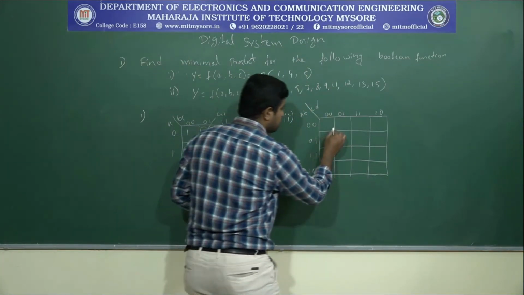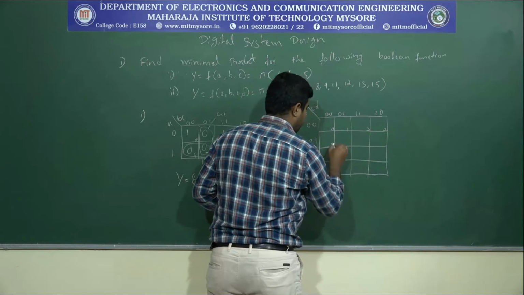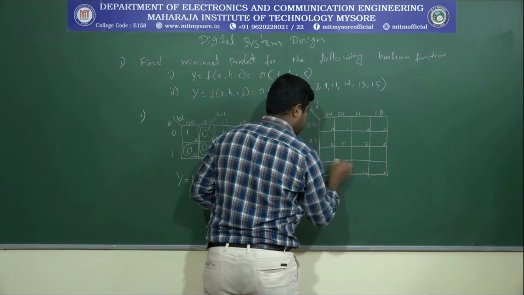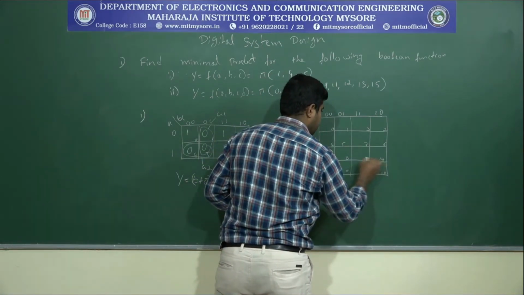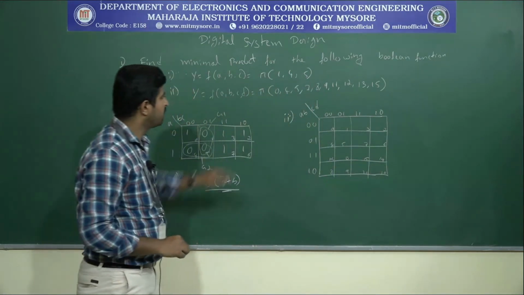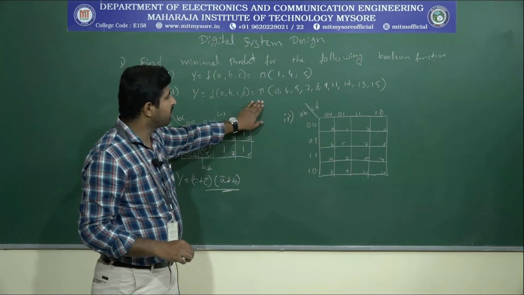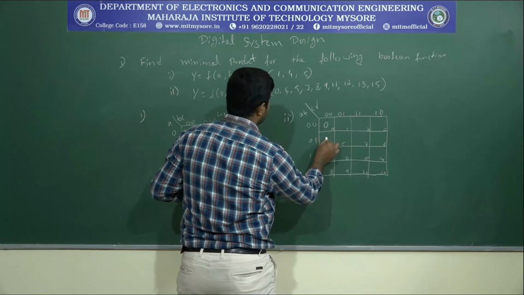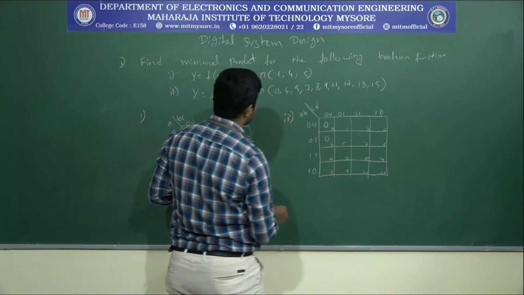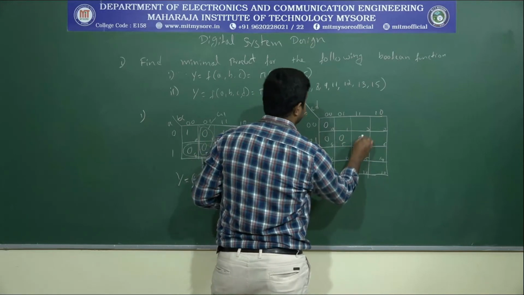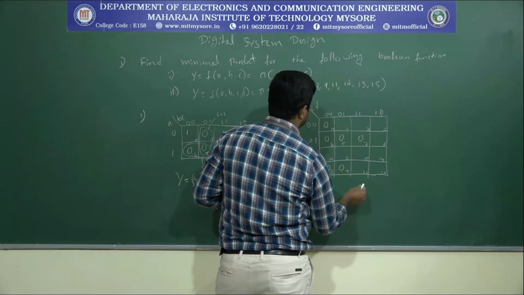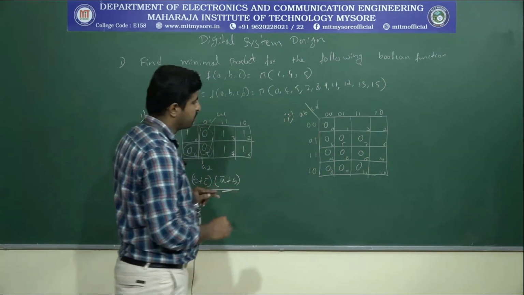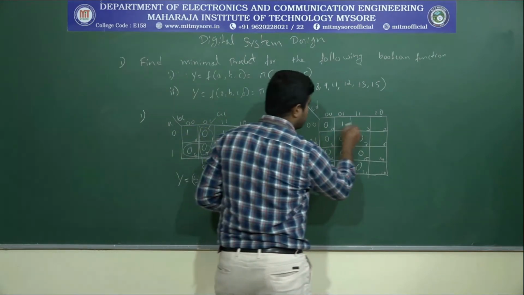The cell numbers are 0, 1, 2, 3, and so on. According to this equation, we need to place the logic zeros at the corresponding max terms, that is 0, 4, 5, 7, 8, 9, 11, 12, 13, and 15. The remaining cells are logic ones.